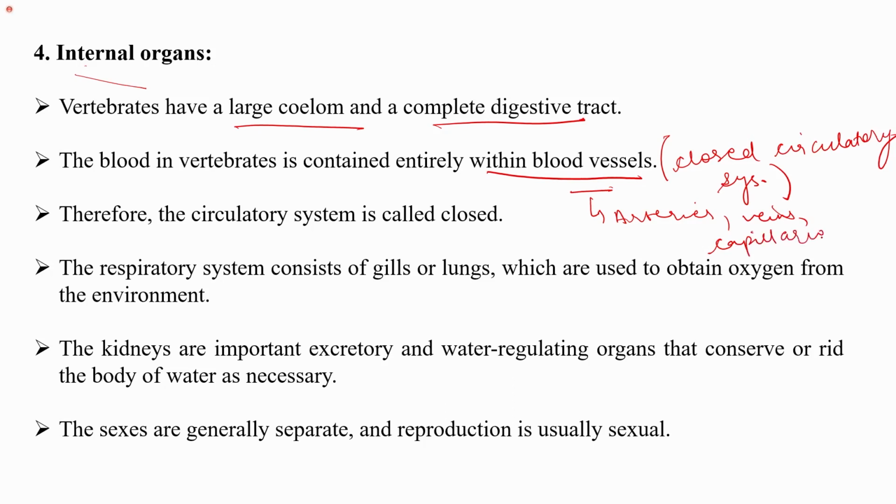Arteries, veins, and capillaries. So, therefore, the circulatory system is called the closed circulatory system. Respiratory system consists of gills or lungs, which are used to obtain the oxygen from the environment. The kidneys are important excretory and water regulatory organs that conserve or rid the body of water as necessary. So basically, excretory system consists of kidneys. Sexes are generally separate. Reproduction is usually the sexual reproduction.